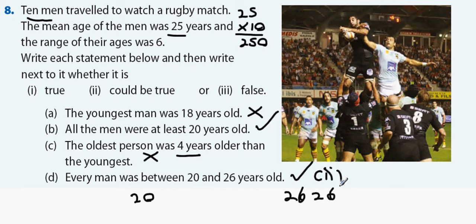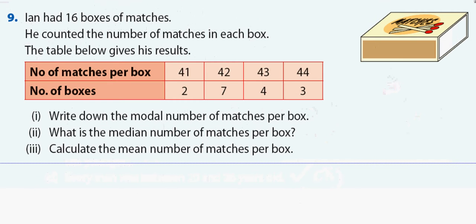The answer to this one here would be false. So this is false. This one could be true. This one is true, and this one is false. Okay. Now, we're going to write down the modal number.